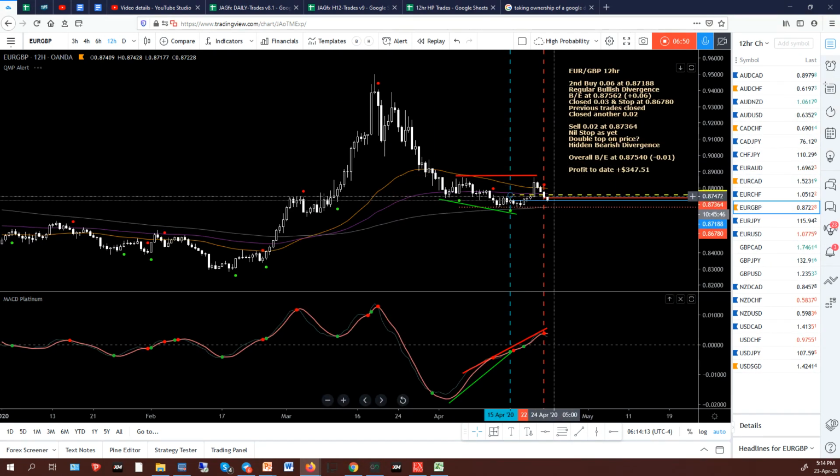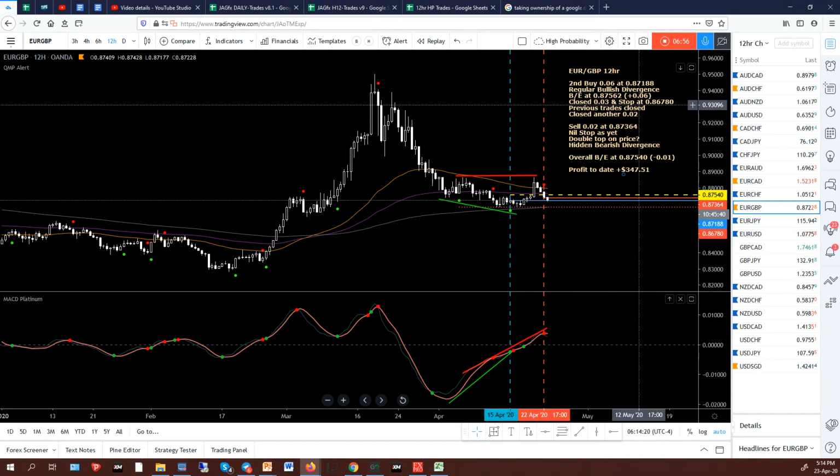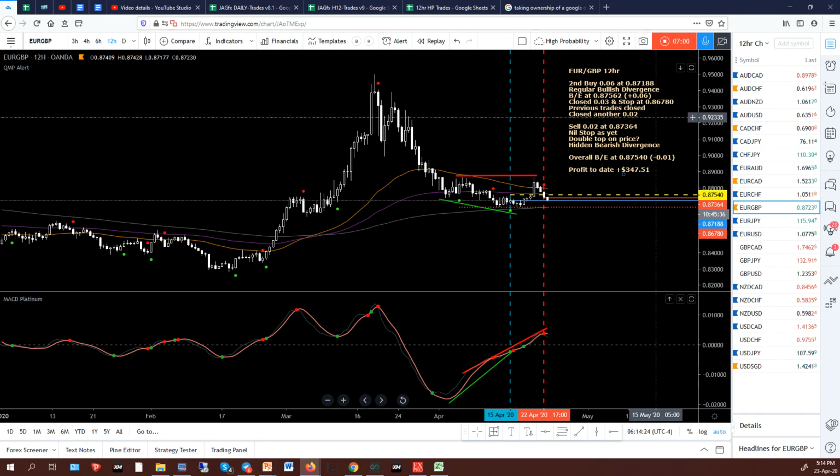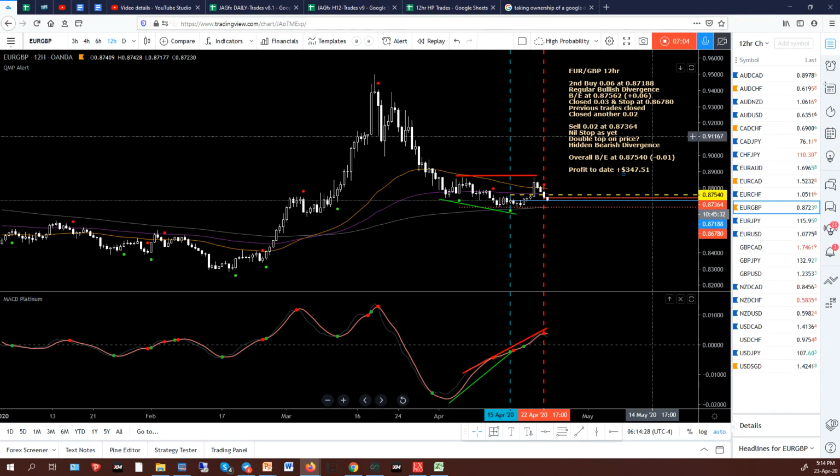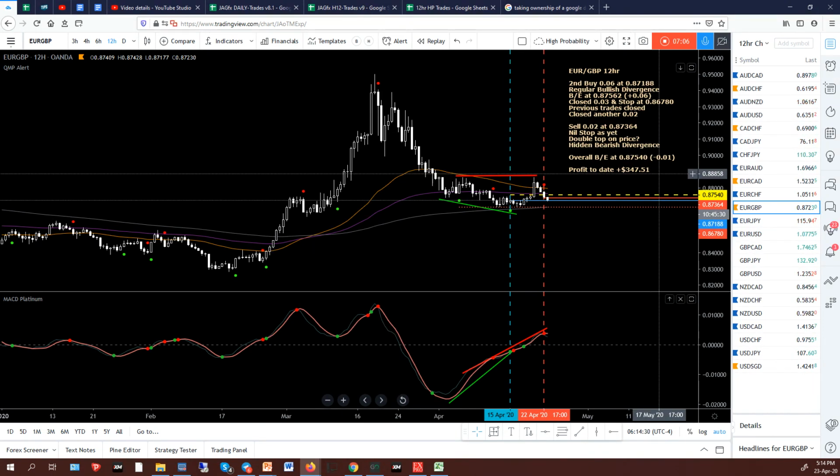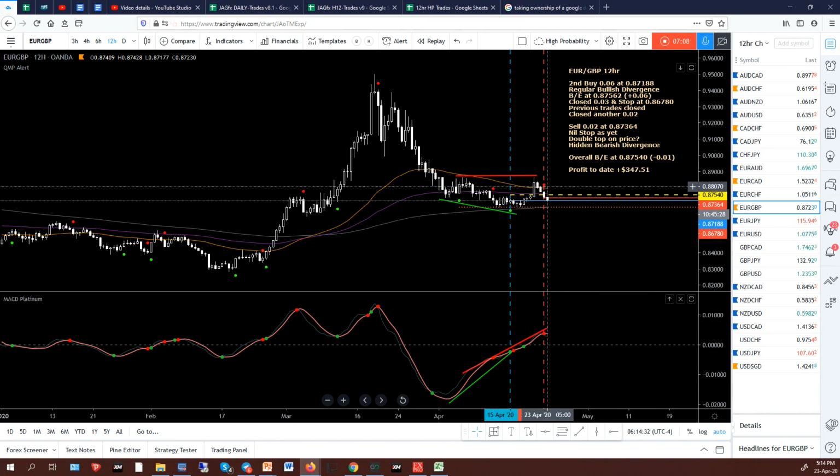Euro pound, sorry. Got a sell signal here. I was already in a buy, still in this buy. The buy had still 0.03. I just closed another 0.02 today. That gave me a whopping profit of $6.84, which has been added to the profit to date. And I've taken a sell.